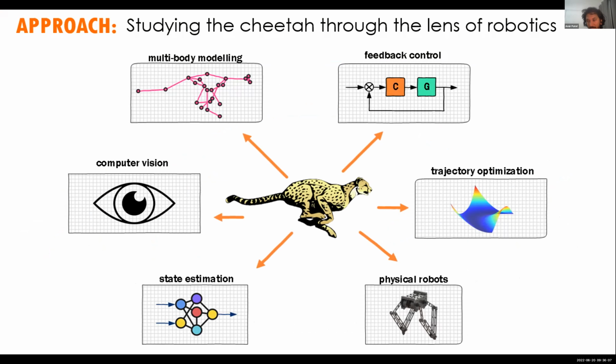We study the cheetah as a model animal for maneuverability and rapid locomotion, and we employ methods which we are actually roboticists, and we are trying to understand biology through the lens of the techniques that we know, things like multi-body modeling, feedback control, trajectory optimization, and optimal control. We use physical robots as experimental platforms, and then lots of state estimation and computer vision, which is, I guess, why I'm talking in this session. So yeah, we do lots of those kinds of things.